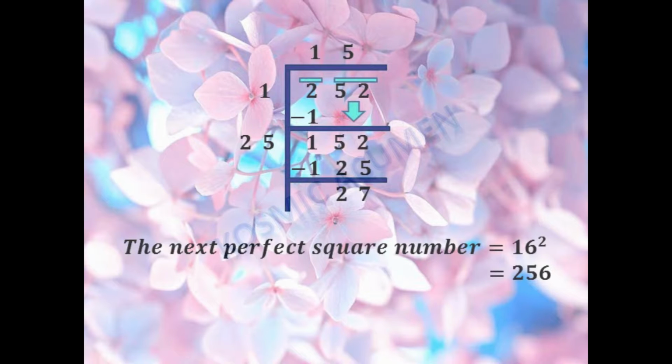I place bars. I see 1 multiplied by 1 will give me 1. Remainder is 1. I bring 5 2 down, I have a number 152 here. I'm adding 1 and 1 and I get 2. Now I see that 25 multiplied by 5 will give me 125. When I subtract 125 from 152, I get 27.